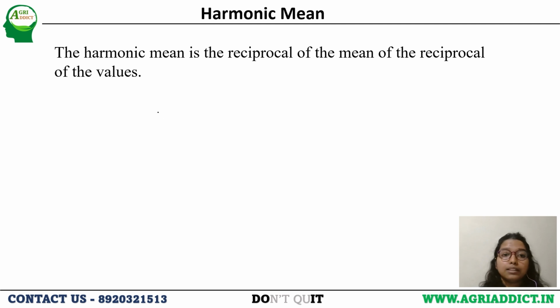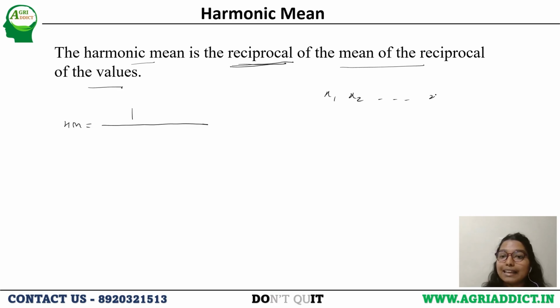Let's come to the harmonic mean. It is the fifth measure of central tendency. The harmonic mean is the reciprocal of the mean of the reciprocals of the values. You might not have got the point by reading this, but let me explain. It's very easy. The first word is reciprocal, so we will just do 1 upon. Then the mean of the reciprocals of the values. If the values are x1, x2 to xn, we have to calculate the mean of the reciprocals of the values.